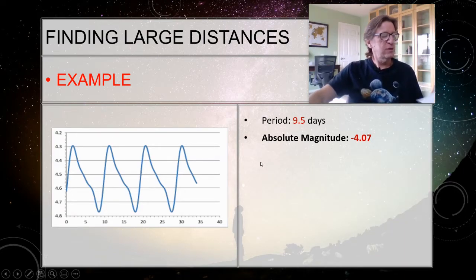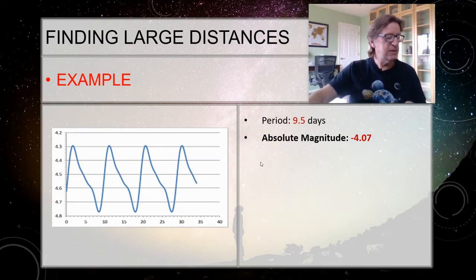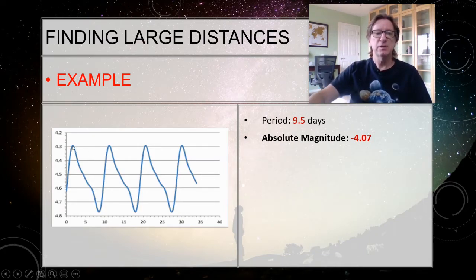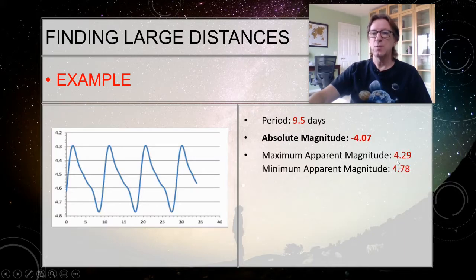All right, so looking at your chart, the next step is to get the maximum apparent magnitude. So read this off of your graph here and read it as precisely as you can. Get it to the nearest hundredth or so. Pause the video. Okay, so I'm getting 4.29 for my maximum apparent magnitude, and my minimum apparent magnitude, which remember is going to be a bigger number, I'm getting 4.78. See if that matches what you get as well.